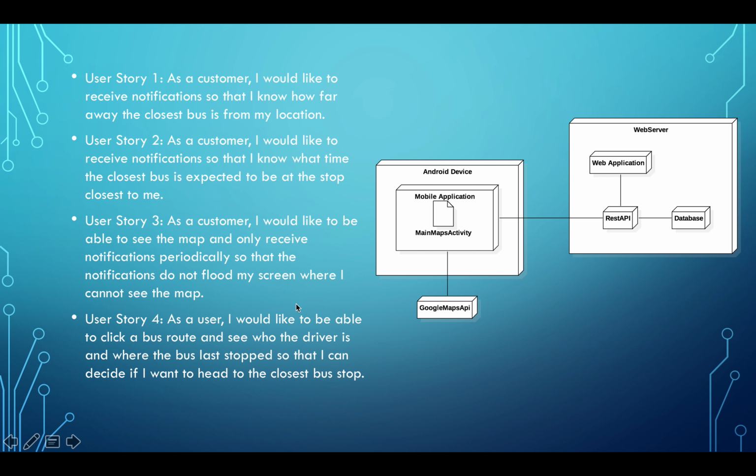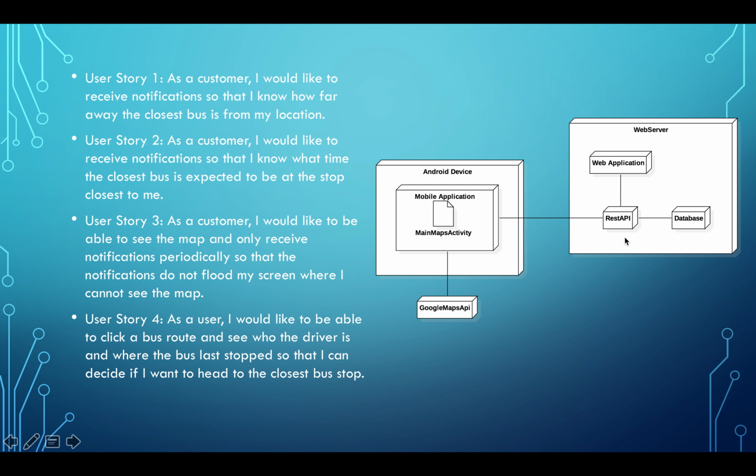These all have to do with accessing our API. So as a customer, I would like to receive notifications that I know how far away the closest bus is from my location. As a customer, I would like to receive notifications so that I know what time the bus is expected to be at the stop closest to me. As a customer, I would like to be able to see the map and only receive notifications periodically so that the notifications do not flood my screen where I cannot see the map.